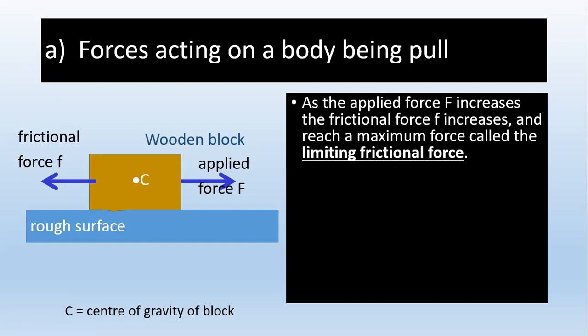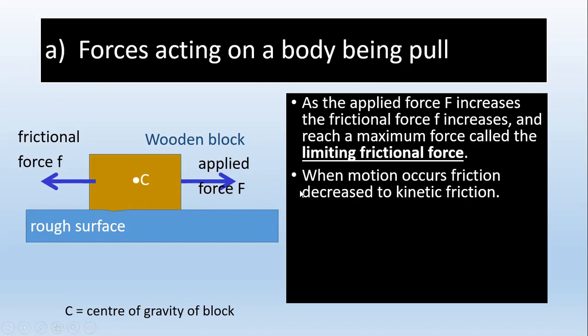Right? As this applied force increases, that frictional force also increases, up to a maximum value called the limiting frictional force. After that, it will accelerate. So if this is small, this is also small. But this one increases until it's equal to the limiting frictional force. If the applied force is greater than the limiting frictional force, then the wooden block will accelerate.